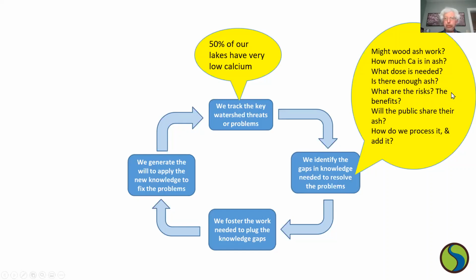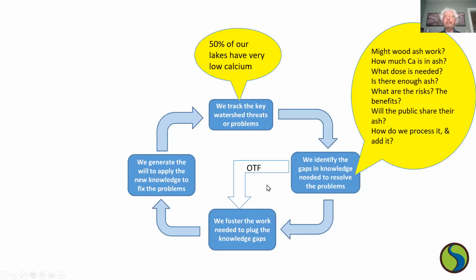There's a paper just come out of Quebec showing a 20% increase in wood production associated with the addition of ash to sugar maple bushes in Quebec. These are kind of the environmental science questions, but there are environmental psychology questions as well. Would the public be willing to share their ash with us? And then there are kind of engineering questions. How do we process it? How do we add it? That kind of thing. But before we can address those, there's a financial issue as well.